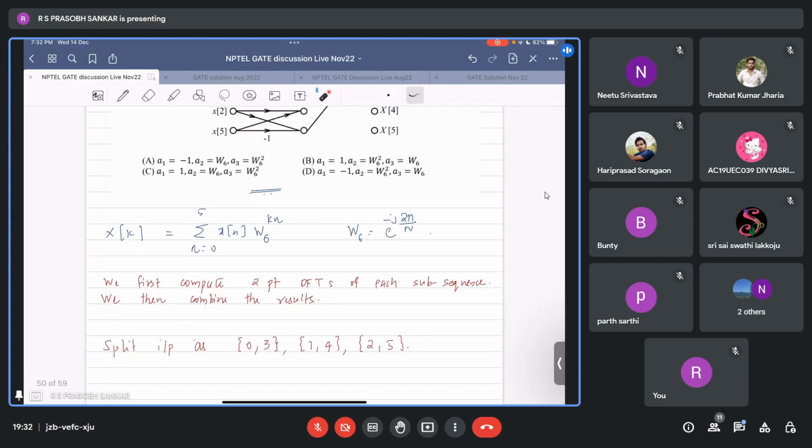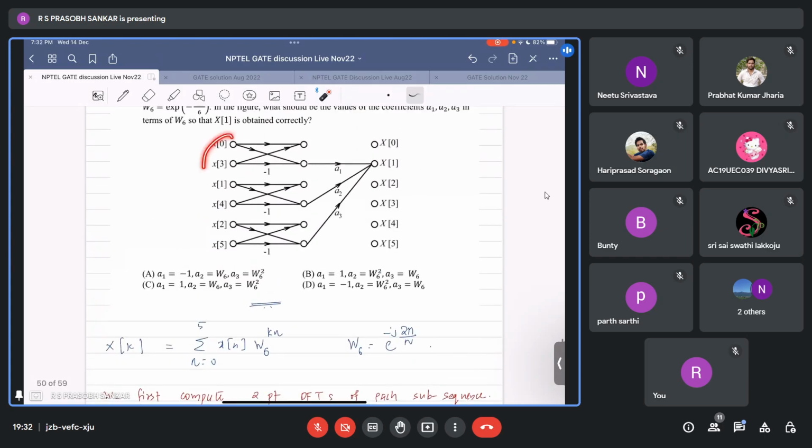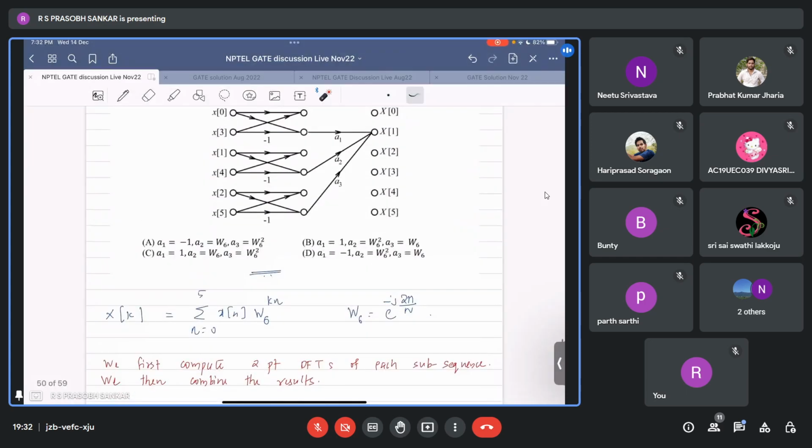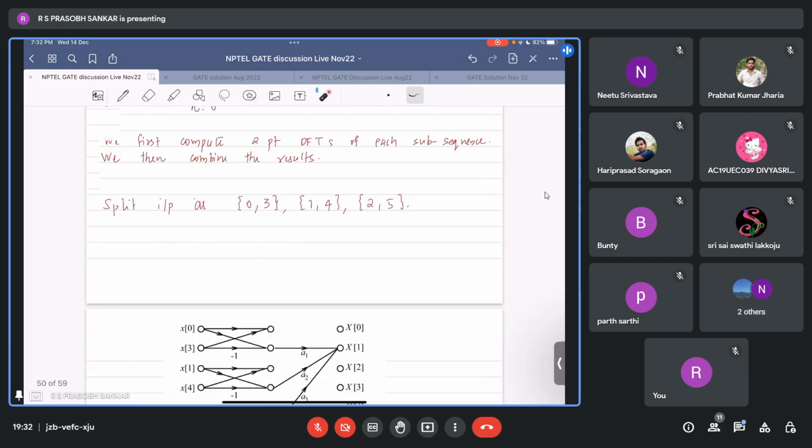So here we are splitting the input into 3 parts. We see the indices: 0, 3, 1, 4, and 2, 5. We split the input as 0, 3, 1, 4, 2, 5, separately compute the 2-point DFTs, and combine them. So we need to find these coefficients a1, a2, a3. To do that, we need to express this X of k explicitly in terms of the indices 0, 3, 1, 4, 2, 5, and so on, to see if there is any pattern.